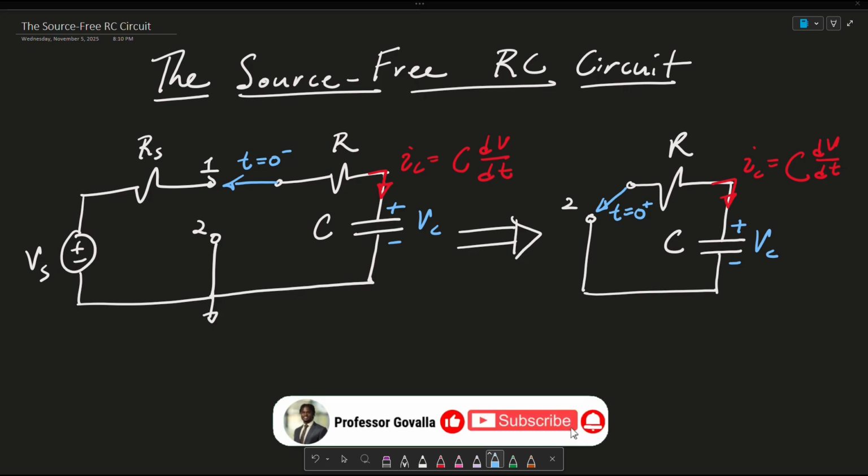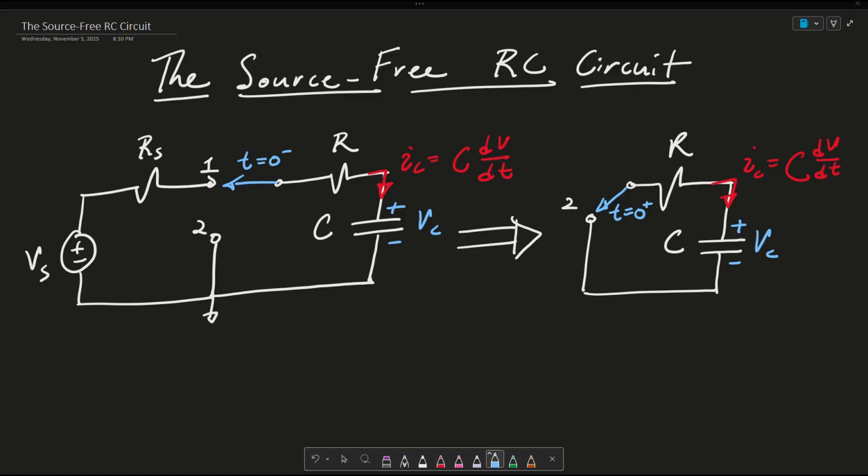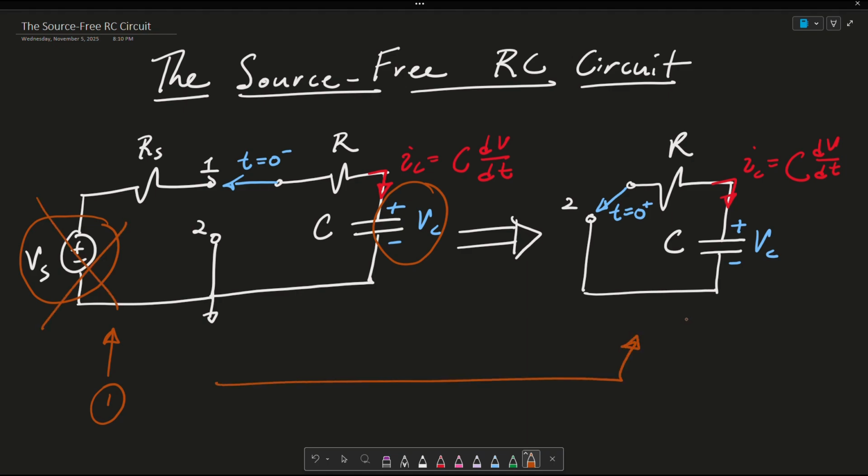My name is Professor Govala, and today I'm going to be talking to you about the source-free RC circuit. Essentially, what we want to do in this video is go from this circuit here, call this 1, which is a regular RC circuit with a source, or a VS, connected to it. And we want to analyze what happens to this voltage VC, or the voltage across the capacitor, when we disconnect this voltage source. So what happens to VC when we come to the second circuit? That's the point of the video.